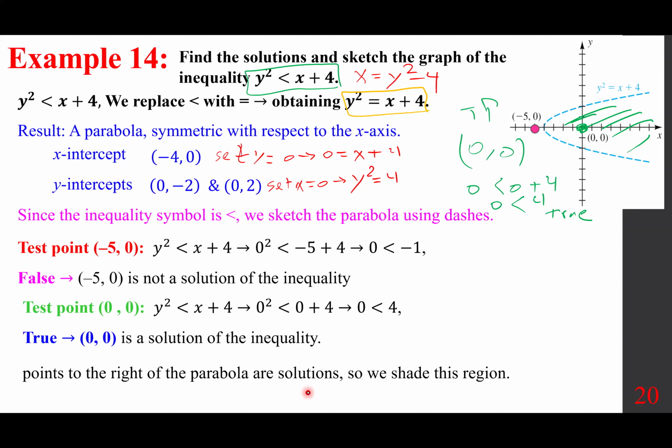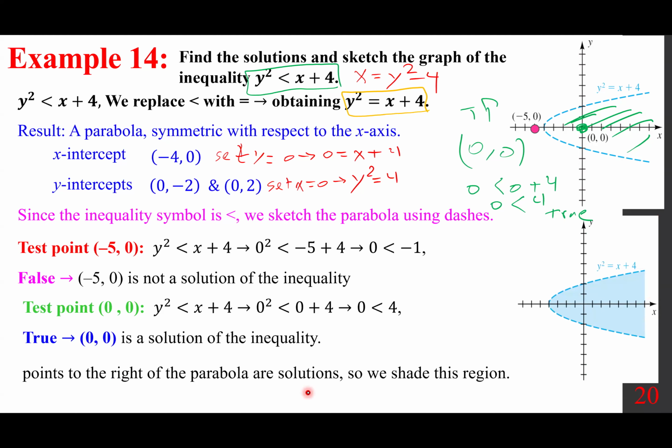So we shade the region as follows. I would just do one of those test points. You wouldn't have to do all of them. Two is not necessary. One is good enough. It shows inside or outside.